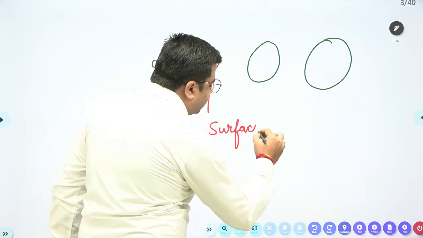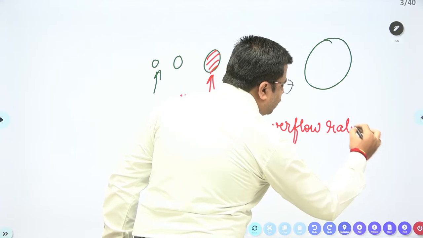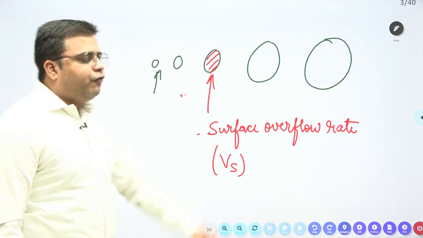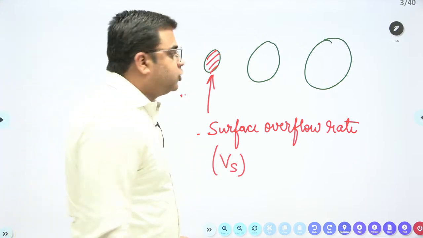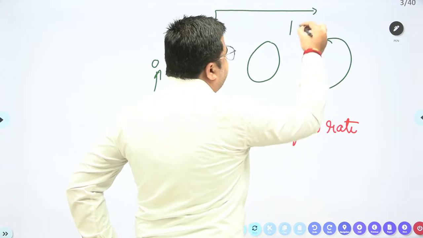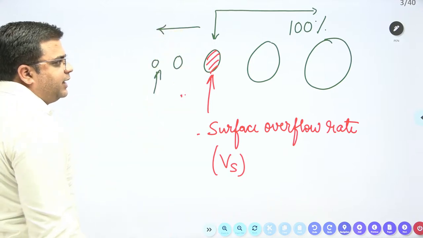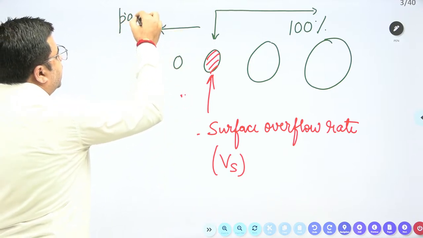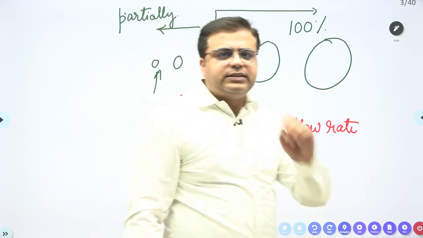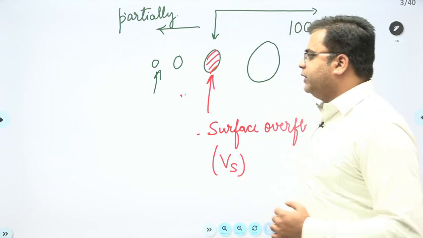So, my dear students, surface overflow rate is nothing but the settling velocity of the concerned size of particle for the removal of which our sedimentation basin is designed, right? All the particles of size equal to and more than the concerned size will be 100% removed, and the particles of size less than the concerned size are partially removed. So our sedimentation basin is designed for the concerned size of the particle, and its settling velocity is known as the surface overflow rate.